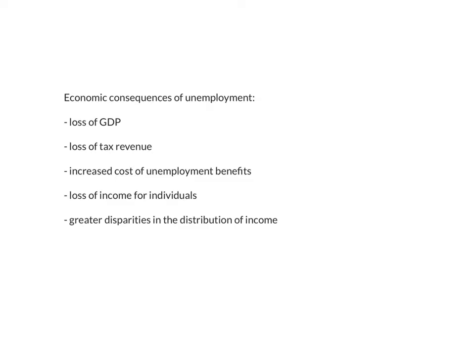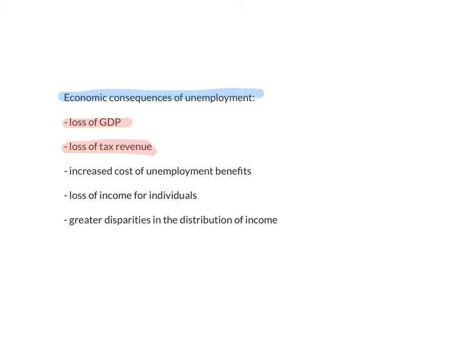So, possible economic consequences of unemployment as listed in the IB Economics syllabus. The first one is loss of GDP. Well, obviously, if you have workers that are not working, that's potential GDP, potential national output that could be produced but isn't. So, there's a loss of GDP. There's a loss of tax revenue because you have workers that could be working and hence paying taxes that are not paying taxes. So, that's a loss of tax revenue for the government.